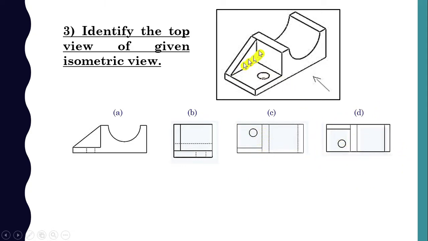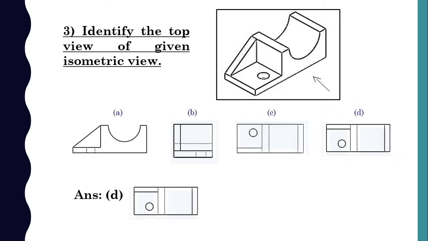You can see here the rib section is here and there is a hole provided. So when you look from the front view and then move to the top side, what is visible is your top view. So option D is correct.